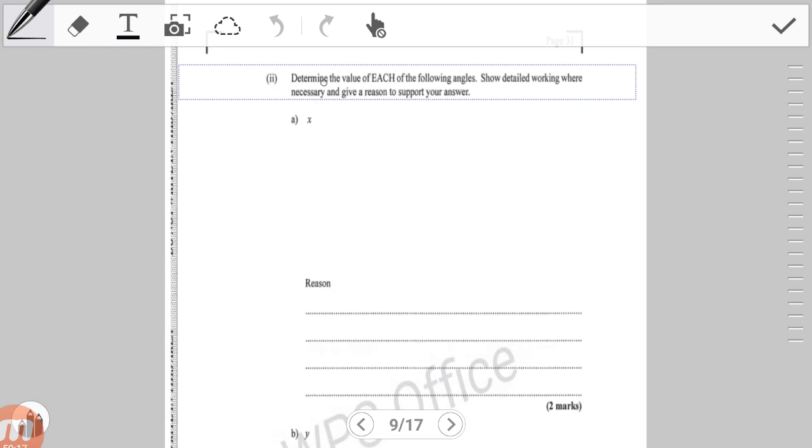It says here that we're to determine the value of each of the following angles, show detailed working where necessary, and give a reason for the answer.